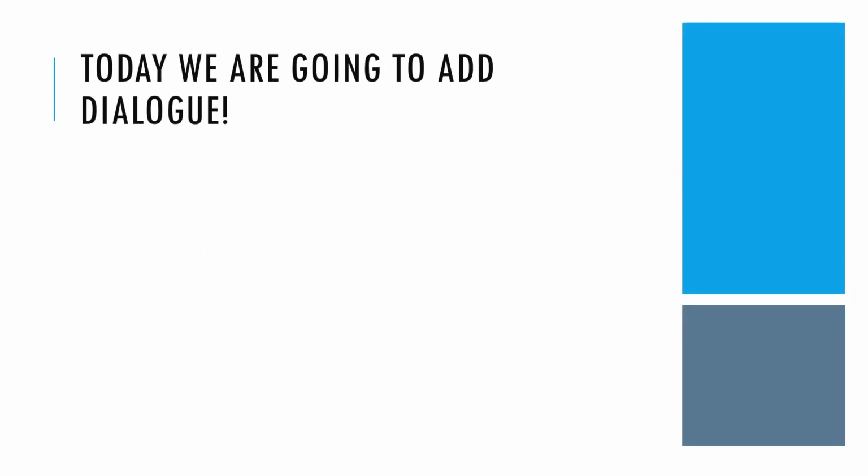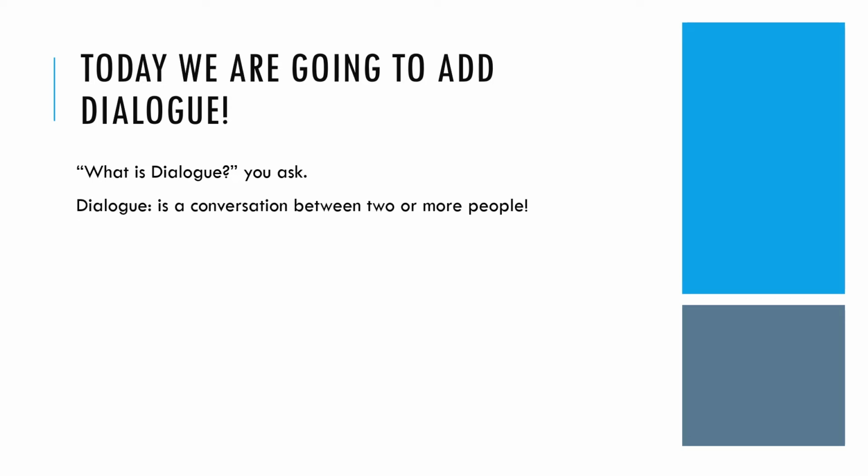So today we are going to add dialogue. What is dialogue, you ask? Well, dialogue is a conversation between 2 or more people. So for example, "Can I get a dog?" I asked my dad. "Not today," he said. So that is dialogue, a conversation between me and my dad talking about getting a dog.